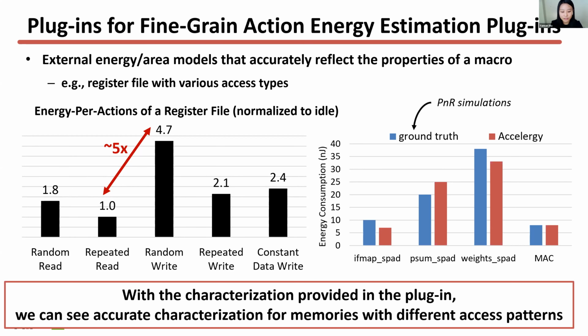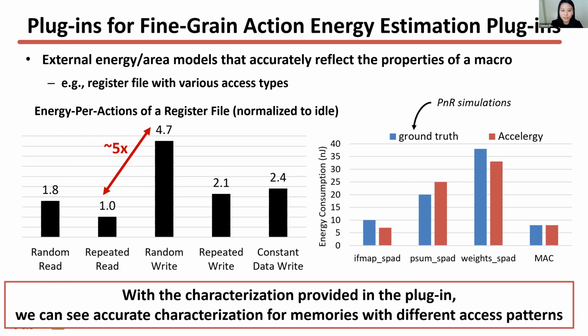And we also have classified 3 types of write actions. Random write is similar to random read, where all of the addresses and data are different across cycles. Repeated write, meaning we're writing the same data to the same address. And constant data write means the data is always the same, but we're writing it to different addresses, which results in a little more toggling in terms of address wires, but idle data wires. So as you can see from this figure on the left, across all these different action types, we actually at maximum have 5x difference between a random write action and repeated read action.